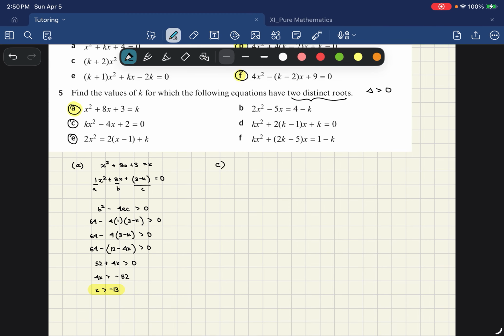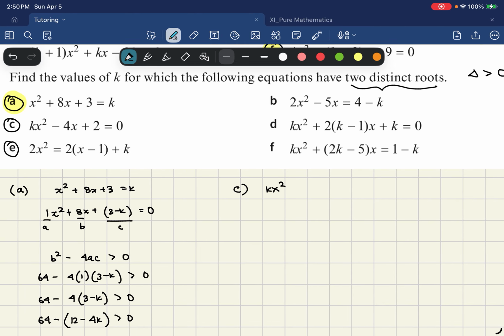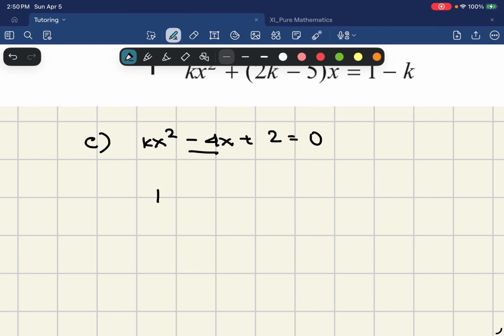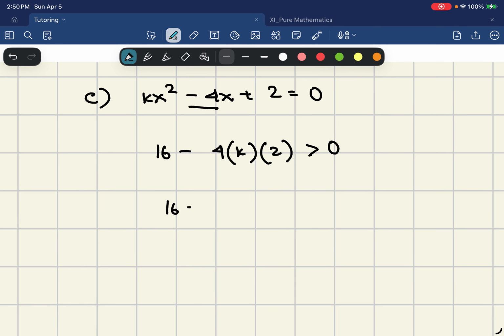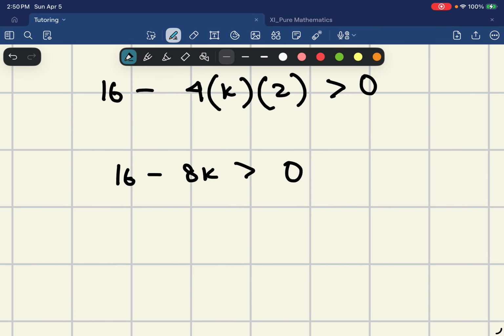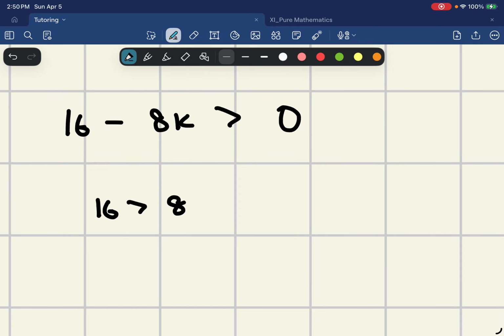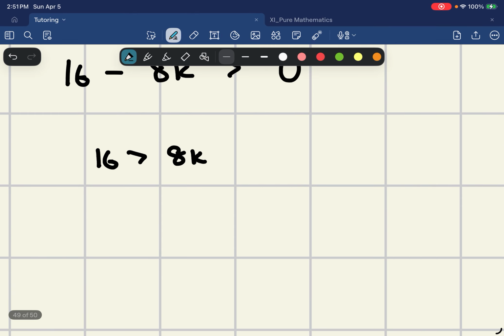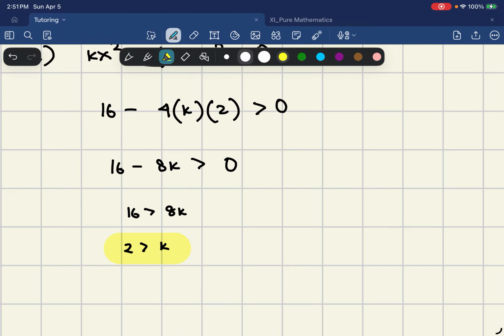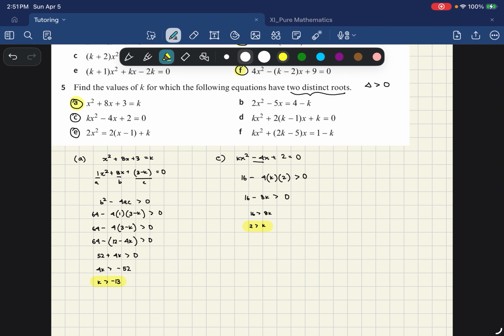5a, sorry. For c, it's the same idea. We have kx squared minus 4x plus 2 is equal to 0. So b squared, minus 4 squared, that is 16, minus 4, a is k, c is 2. Sorry, this has to be bigger than 0. So 16 minus 8k has to be bigger than 0. If I add 8k on both sides, I see that 16 is bigger than 8k. I can add or subtract without worry, and I can divide by positive 8 without worry. So k has to be less than 2. That should be my solution. So 2 bigger than k, or k less than 2, is my solution to C.